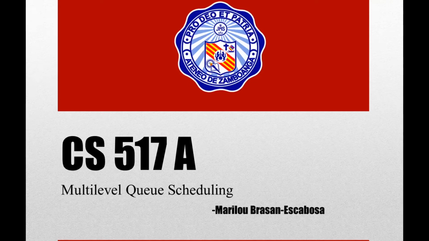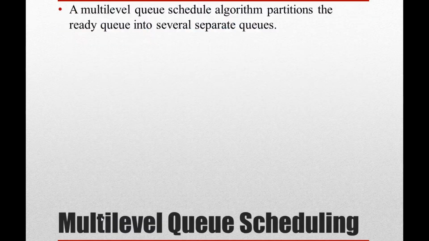Hi, welcome to CS517A Multilevel Queue Scheduling. A multilevel queue scheduling algorithm partitions the ready queue into several separate queues. For you to understand it better, let's have an example.